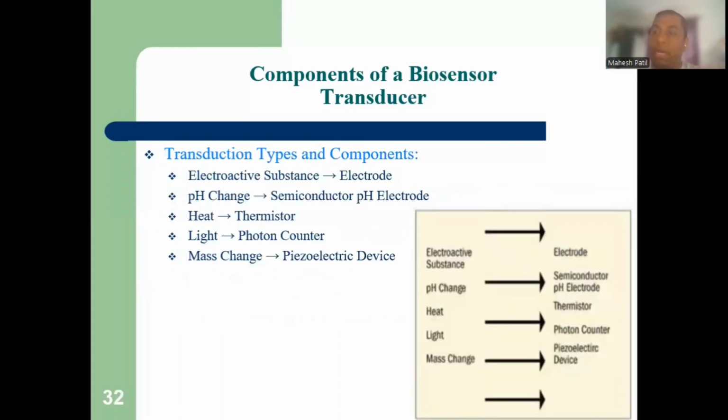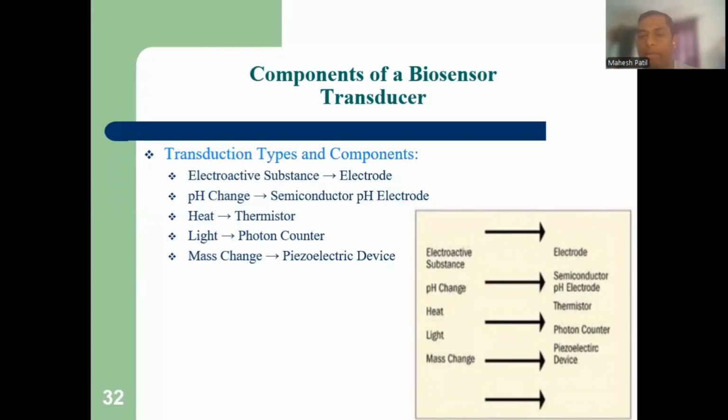Now this transducer plays an important role. What kind of transduction mechanism are we using in this transducer? It may be a pH change happening, it may be heat generated, it may be light photons, it may be a mass change happening, it may be an electroactive substance present. Depending on what kind of transduction mechanism is happening, we use transducers in different ways.